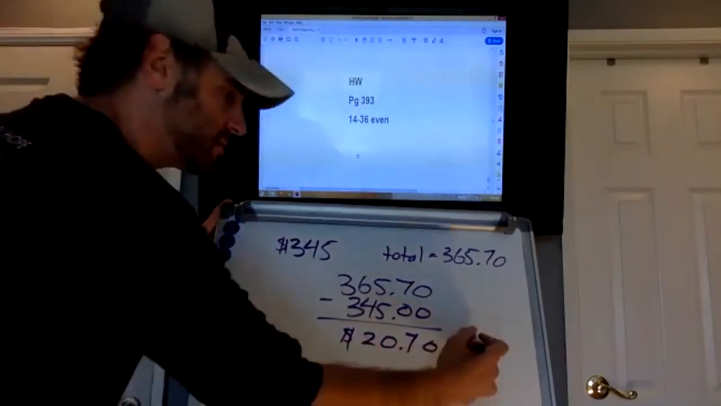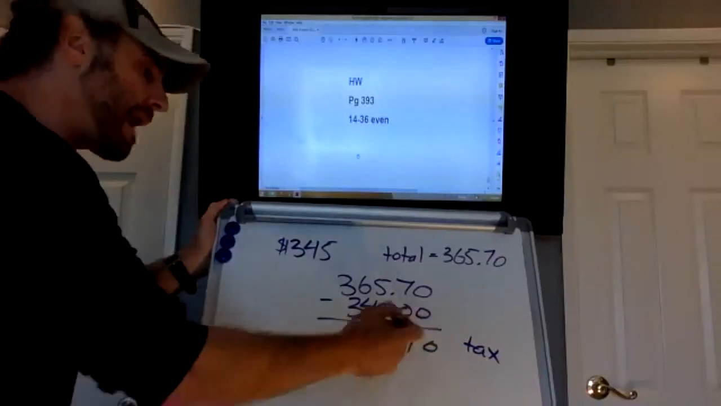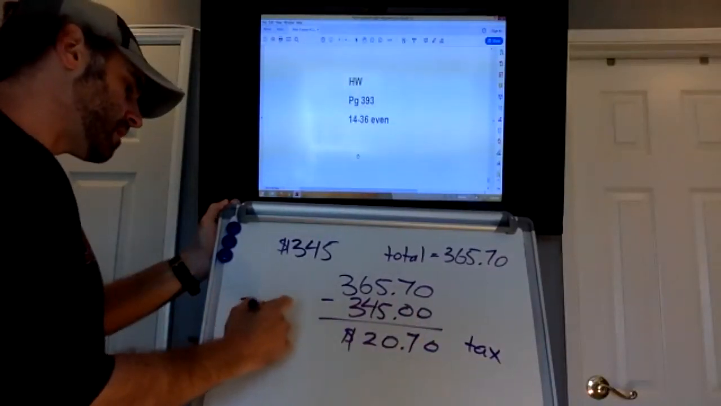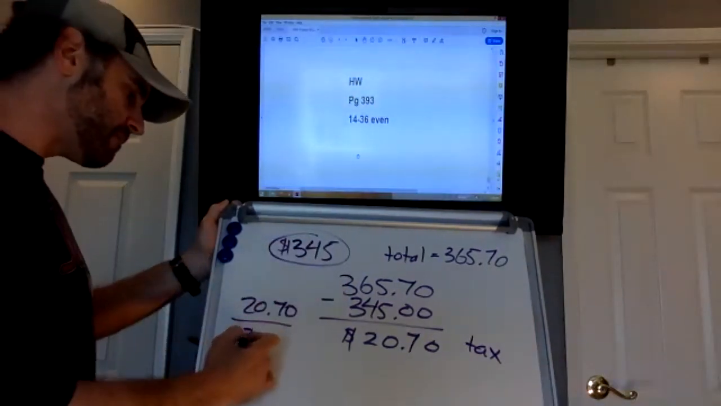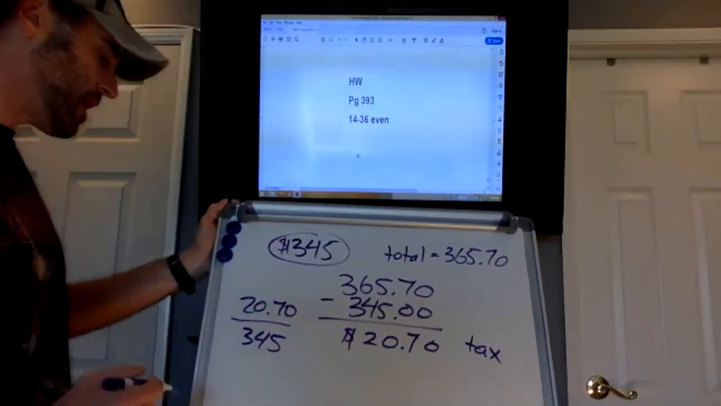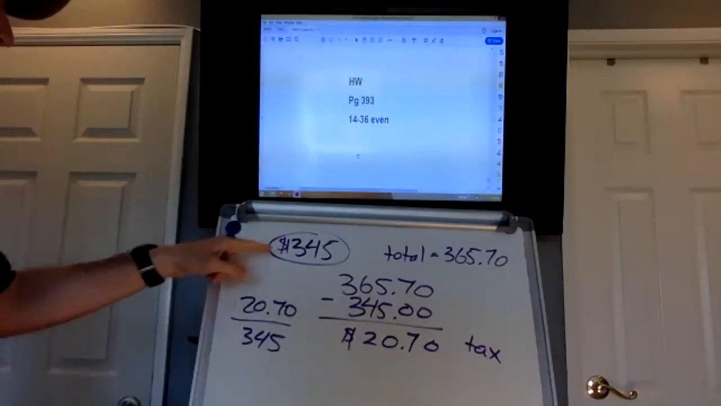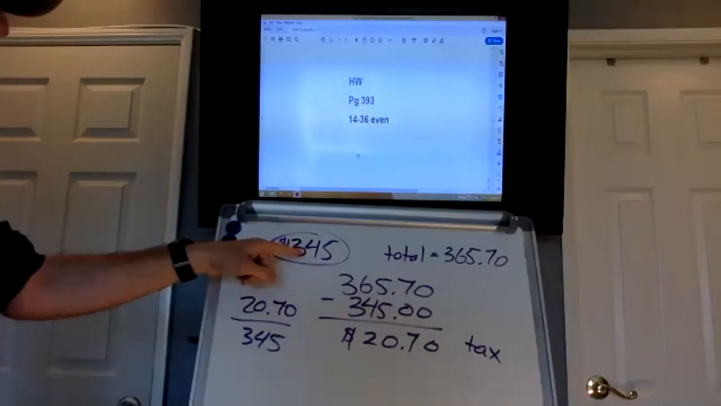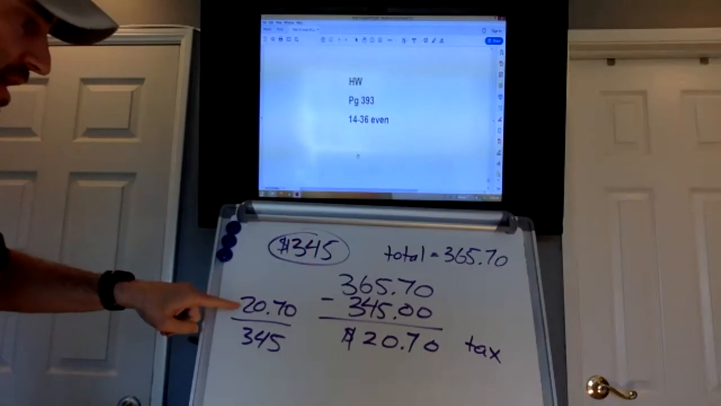$20.70 was the tax. Percent tax is the amount of tax divided by the original amount of money. Okay, so that amount of tax was decided based on the $345, and then you pay a percent of that, and it comes out to this.